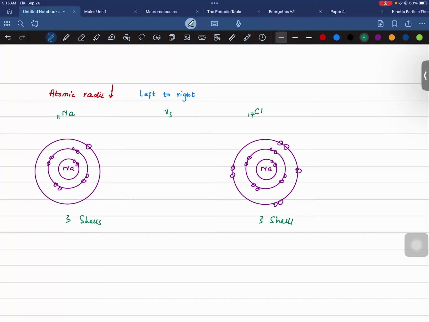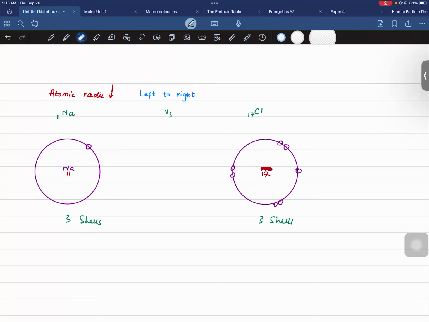Some students think their atomic radii should be the same, but the nucleus of sodium has 11 protons and the nucleus of chlorine has 17 protons. Wouldn't the atomic radius stay the same? Why would it decrease? Yes, that's what I'm going to tell you. Sodium has 11 protons in the nucleus and 1 electron in its outer shell.